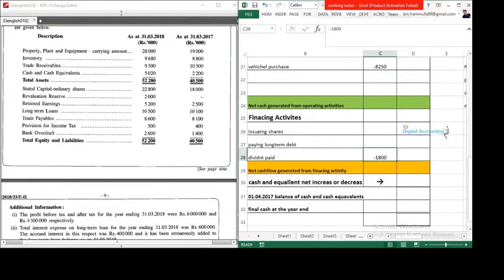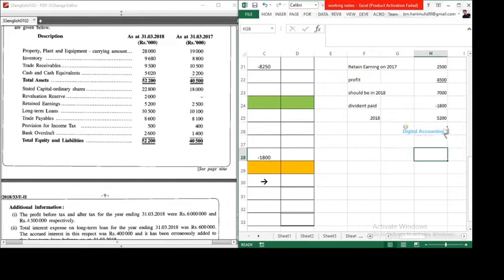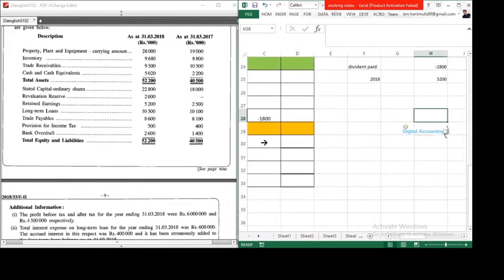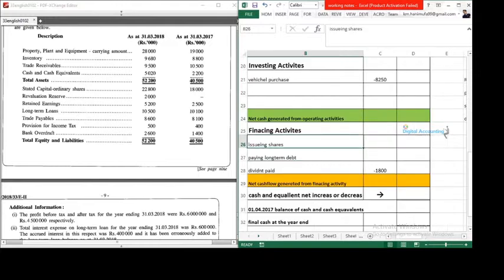Here we need to find how much share is issued, right? Here you can see the share capital, 22,800. So what is the difference between 2018 and 2017? In 2018 there's an increase compared with the previous year. The company issued shares and got the cash already. So because it's cash for the organization, how much? 4,800 cash inflow to the organization.